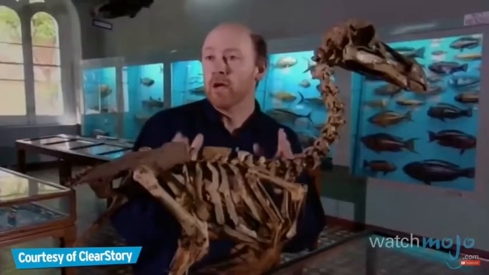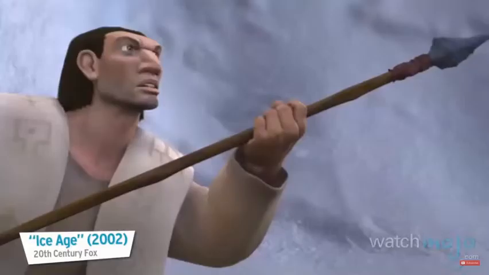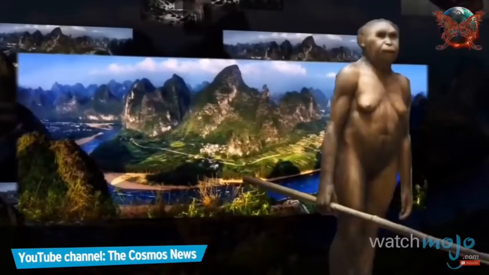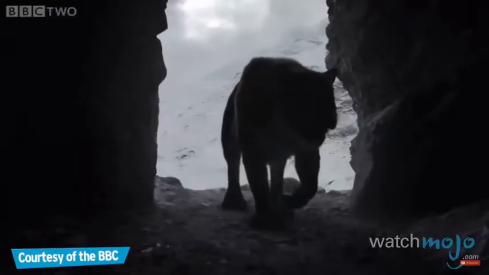For this list, we're considering animal species that are no longer walking the earth, whether due to natural causes or human intervention. We're excluding dinosaurs for now, since there are just so many of them, we could probably give them a list all their own.